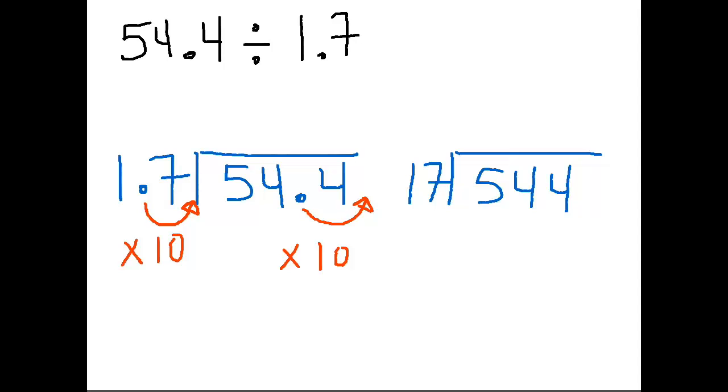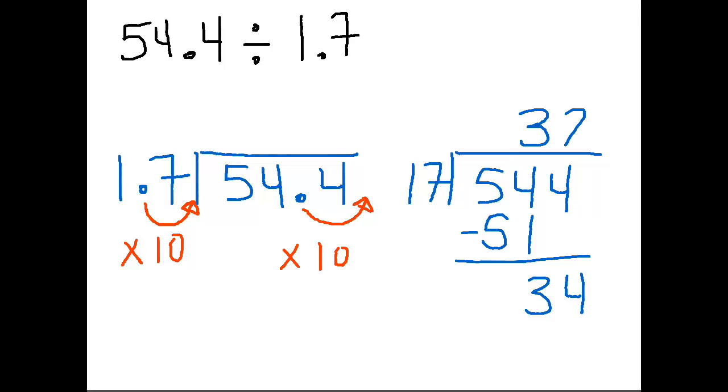It will go in 3 times. We get 51. We'll subtract and bring down our 4. 34 divided by 17 is 2. And we end up with a remainder of 0, so we are all set. So we find that the quotient of 54 and 4/10 divided by 1 and 7/10 is 32.